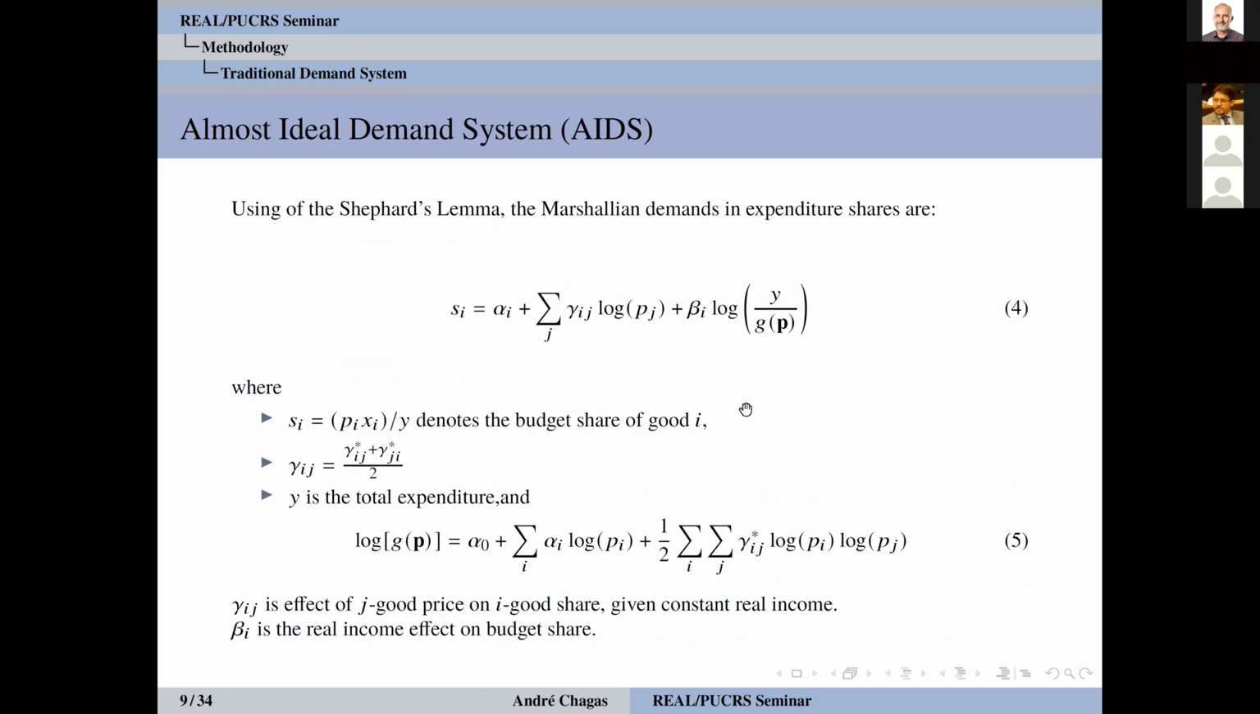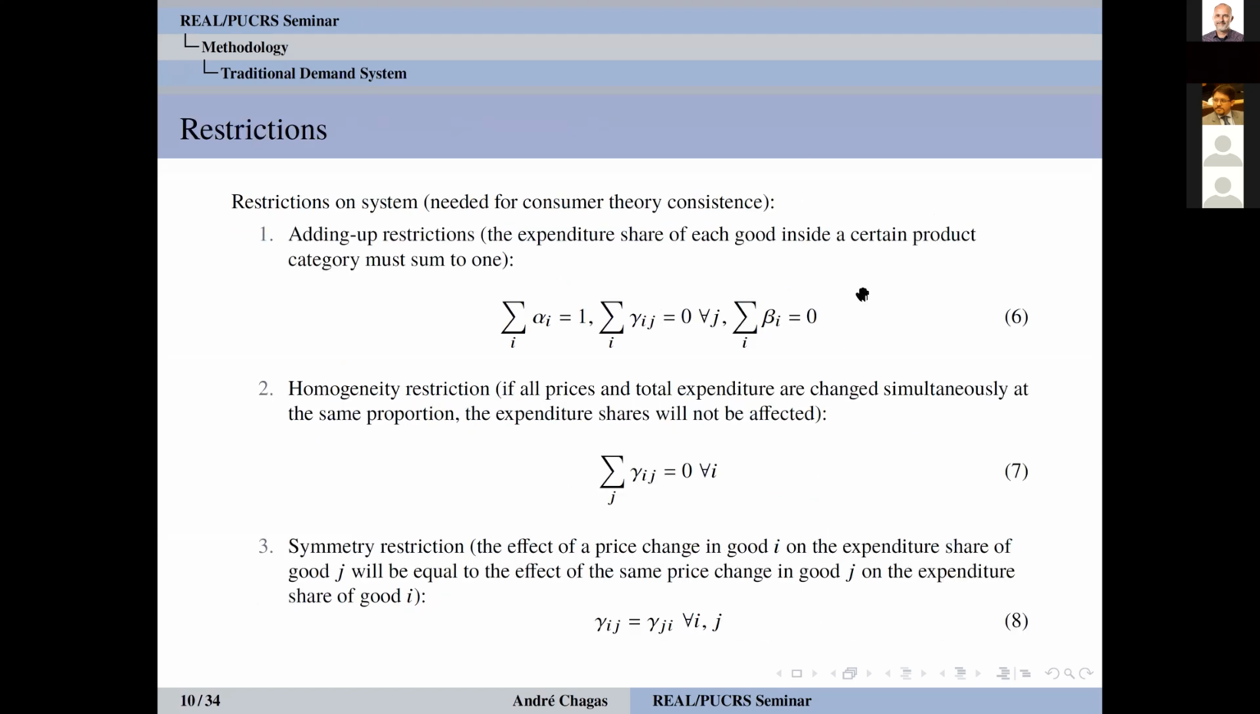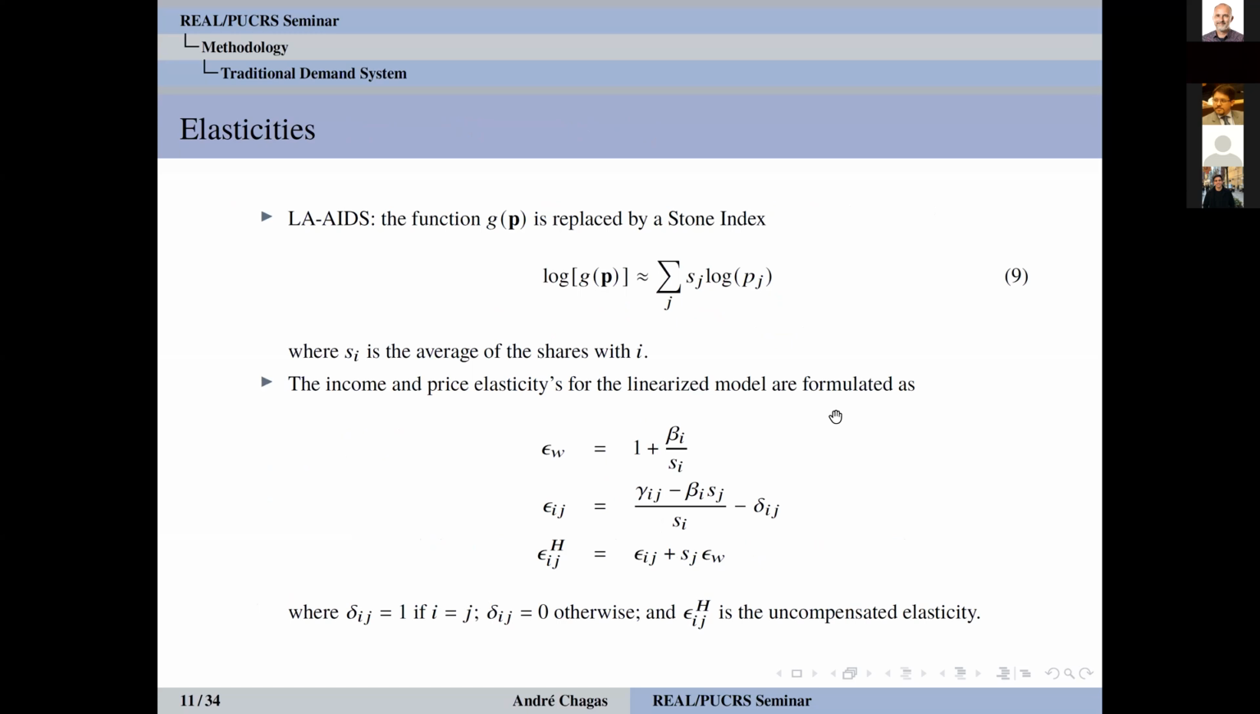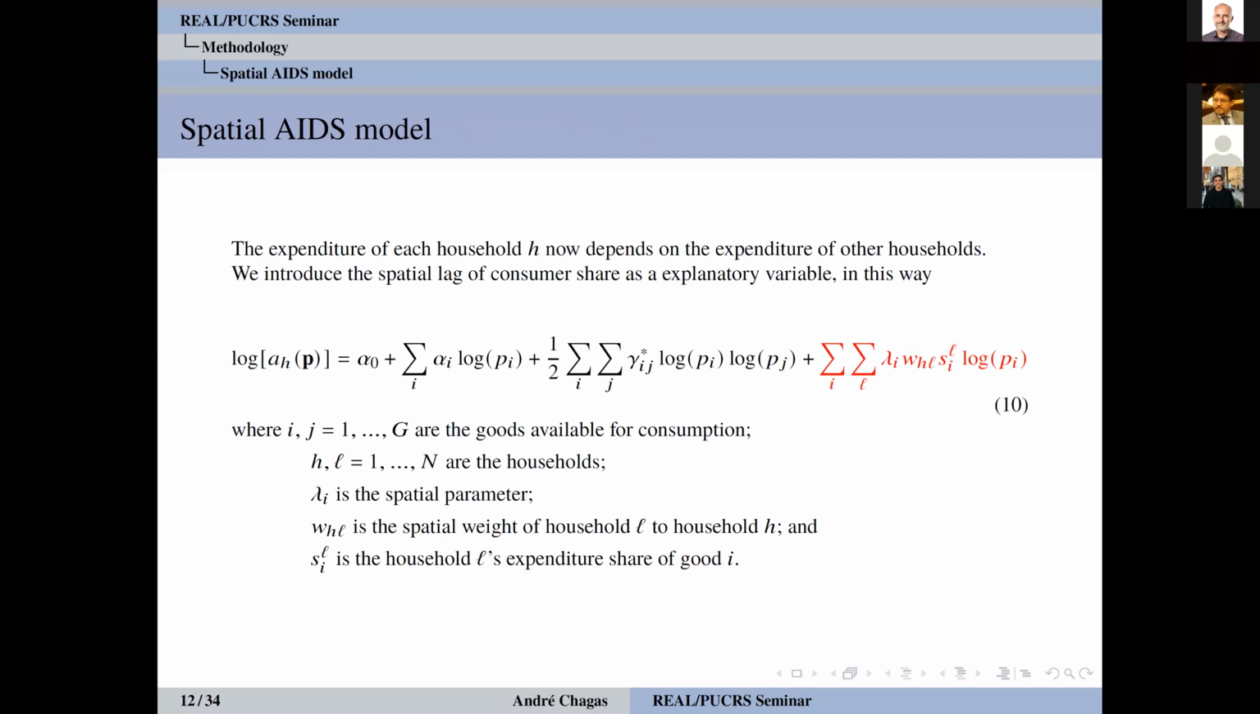Okay, I will avoid some details of this equation. And this is the traditional restriction to make the system consistent with the consumer theory. Then we put in the part A of the utility function a spatial relationship, how the share of the consumption of my neighbors impacts the decision of the household to choose the share of consumption of any good.